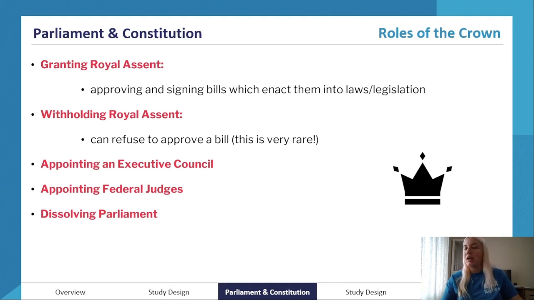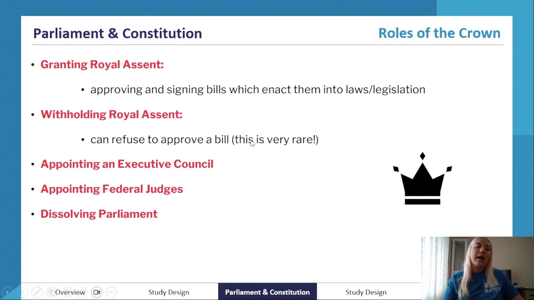If the members of Parliament or the government party were the ones to appoint federal level judges, then they could just choose people they like, and there would be corruption. So instead, we have the Crown appointing the federal judges. Technically, the Crown is part of Parliament, but there's no real overlap because they don't actually sit in Parliament. They just have that role of granting or withholding that royal assent.